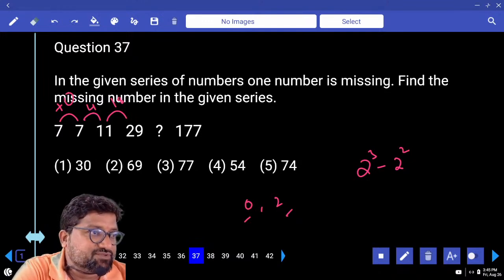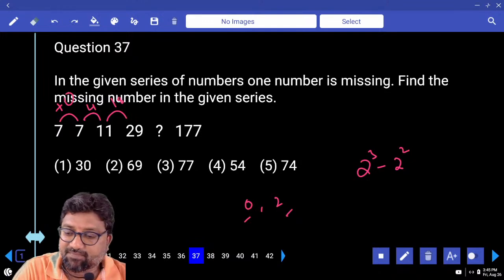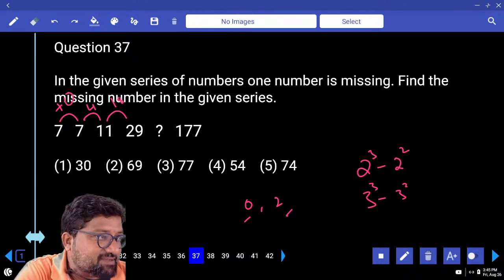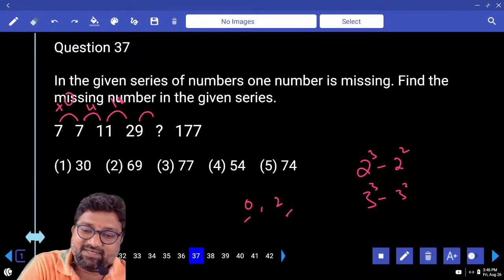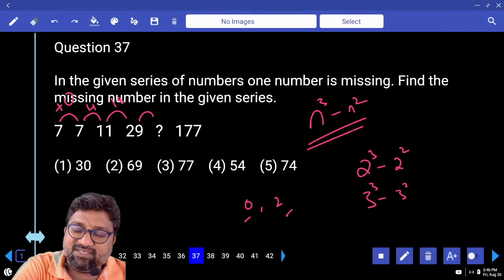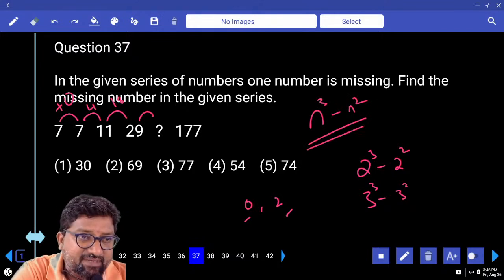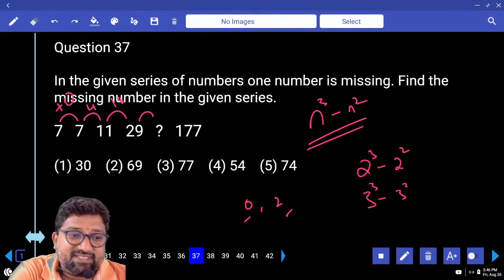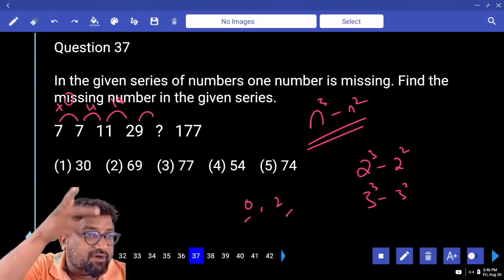What is 2³ minus 2²? 3³ minus 3², 18? Tell me. So what format is this? n³ minus n². I will say it hundreds of times: whenever you see a number, you should identify the speciality of the number. These are the points that should rotate in your mind.